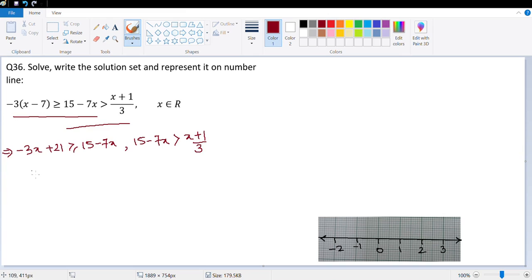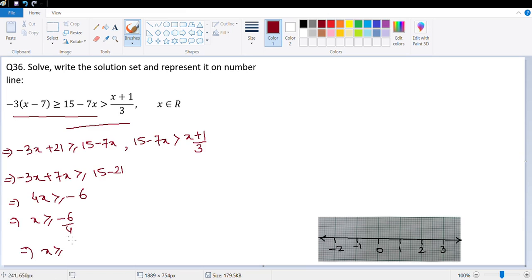So I bring 7x on this side. So this is negative 3x plus 7x is more than or equal to 15 minus 21, which means 4x is more than or equal to negative 6, which means x is more than or equal to negative 6 by 4, which is negative 3 by 2, which is negative 1.5. Done.